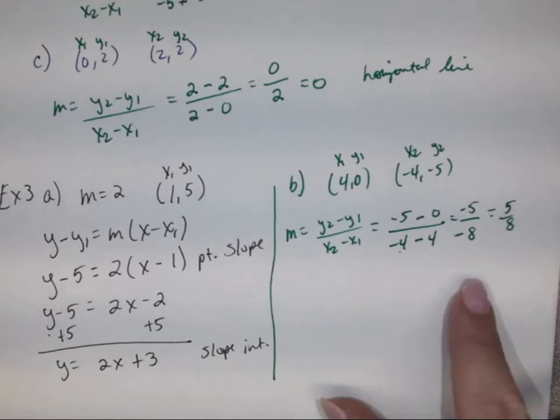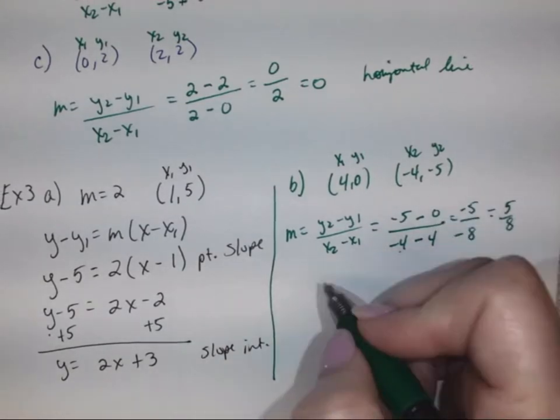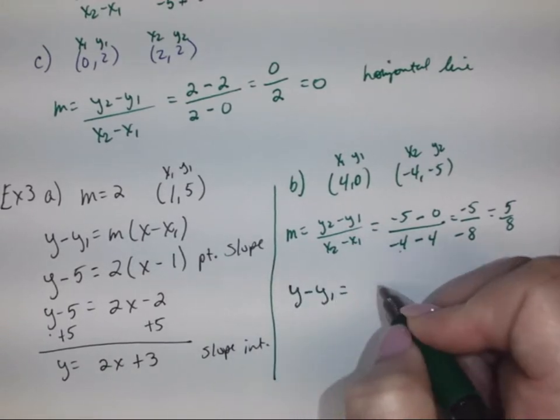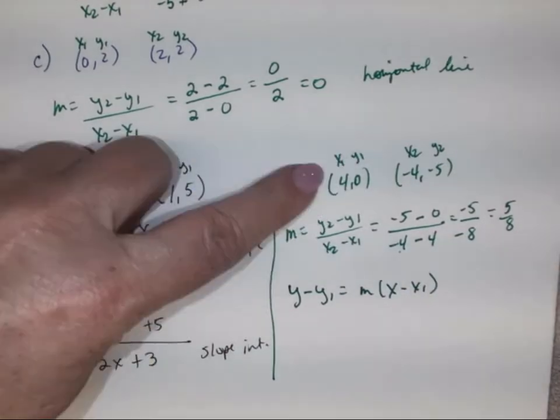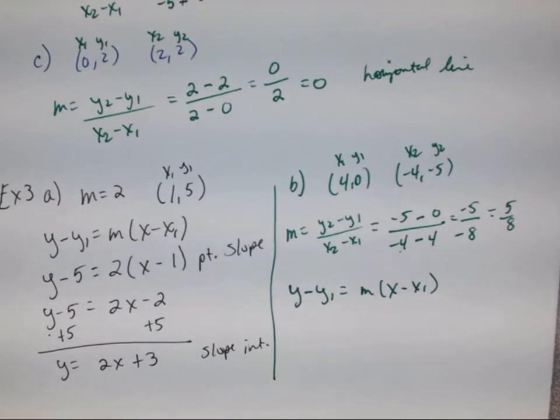It would be easier if we used the 4 and the 0. So we're going to go that route, but I'm still going to show you something that you can do to make it easier. So we're going to still use our formula of y minus y1 equals m times x minus x1. You'll get the same answer no matter which point you use. It really doesn't matter. But this one has easier numbers because the 0 goes away.